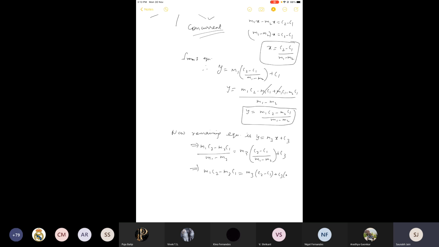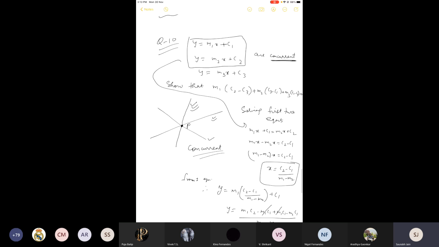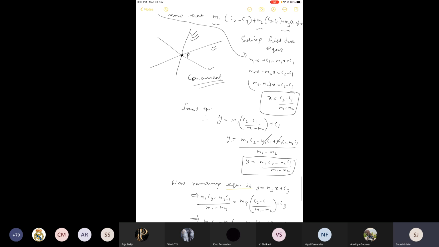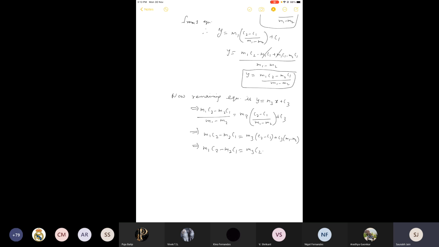Now we need to just prove the required result. So we can see from the appearance of the question that m1, m2 and m3 are coming in single terms, and c2, c3, c1 are following some sort of cyclic order. So let us write the equation in that form. So m1 c2 minus m2 c1 equals m3 c2 minus m3 c1 plus c3 m1 minus m2 c3. Let us see if anything gets cancelled. If nothing is getting cancelled, let us take all the terms to the left hand side.